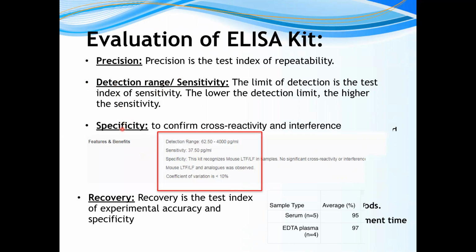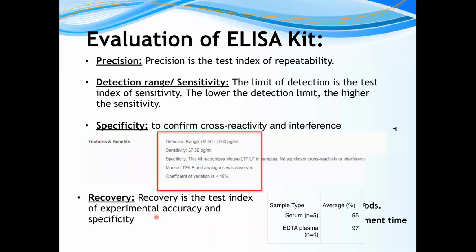Next comes the specificity. Specificity is a crucial index to confirm cross-reactivity and interference. So it is important to use raw materials with high specificity to ensure that the ELISA kit has low cross-reactivity and no interference. It is a very important parameter, because if the ELISA kit shows cross-reactivity of the analyte with its analog, then our results will not be very accurate.